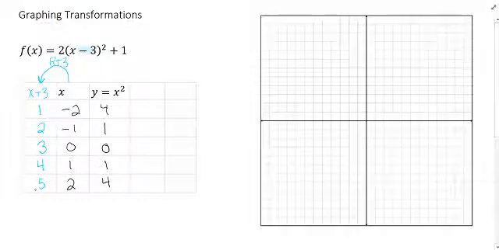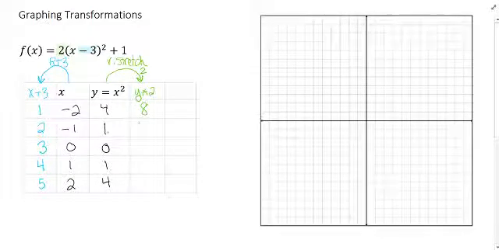My next transformation starts on the outside, and I look for multiplication before addition or subtraction. On the outside, I have this multiply by 2. This is a vertical stretch by a factor of 2. So I'm going to take my y values and do a vertical stretch of 2, which means I take my y values and multiply them by 2. So 4 times 2 gives me 8. 1 times 2 is 2. 0 times 2 is 0. 1 times 2 is 2. And 4 times 2 is 8.